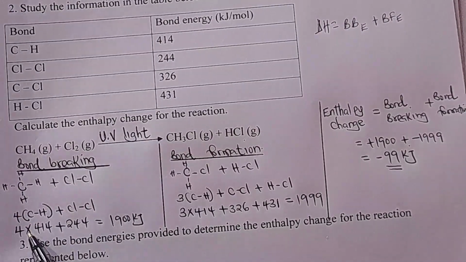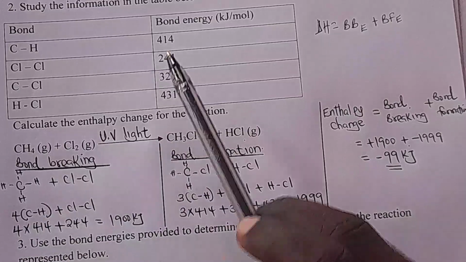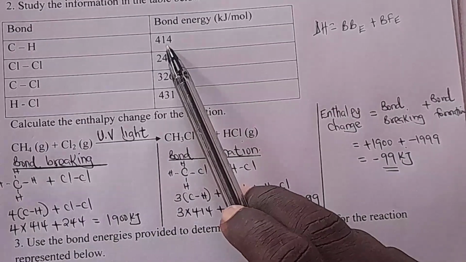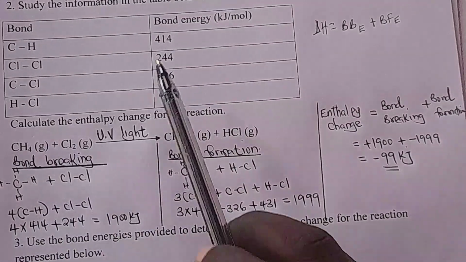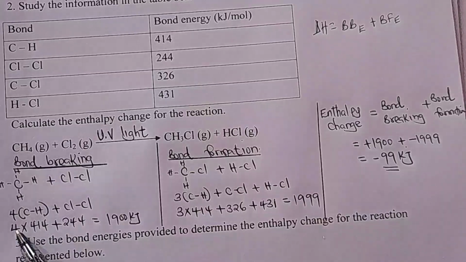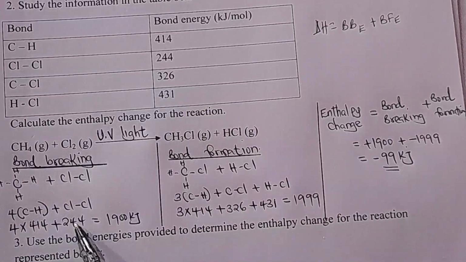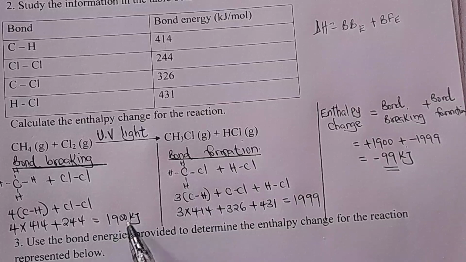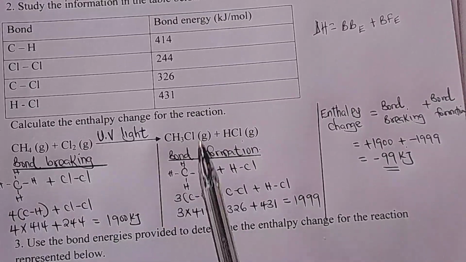So 4 times, what is the bond energy for carbon to hydrogen? It's 414, given in the table. Plus chlorine to chlorine here is 244. So 4 times 414 plus 244, we are going to get 1900 kilojoules. Okay, let's go to bond formation.